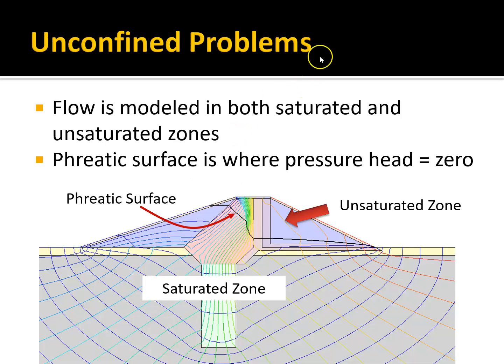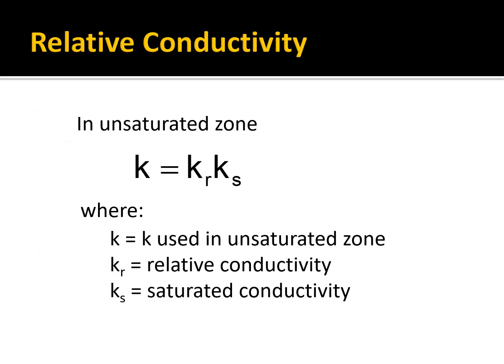Let me go back here. So this particular problem has a number of different zones represented by the background fill color. In each of those zones, we enter the saturated hydraulic conductivity. But then, if some of those materials end up being in the unsaturated zone, we have to change the hydraulic conductivity, and that's what happens here. The hydraulic conductivity is equal to Kr, which is a relative conductivity, times the saturated conductivity. Kr is just a fraction between 0 and 1.